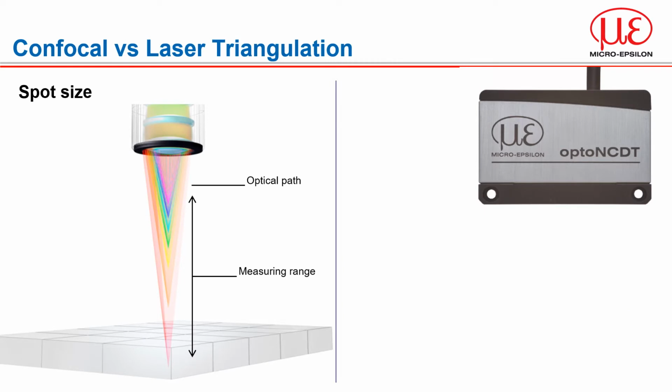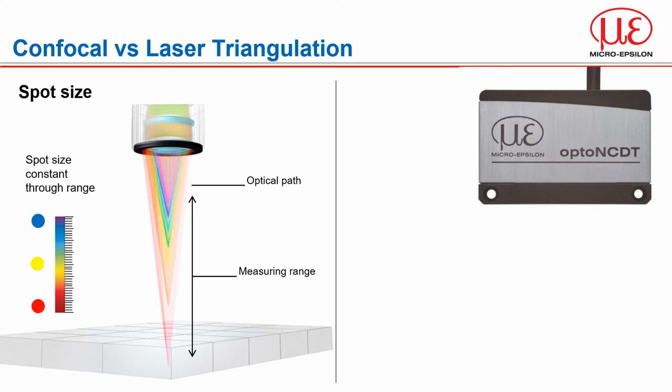Confocal technology is a real alternative to laser triangulation and is the technology most compared, so over the next few slides I'll highlight some of the key differences. First, let's consider the spot size. With a confocal sensor, because we are separating the wavelengths of light, we have the same spot size through the measuring range. The spot size is also extremely small and can be as little as 3 micron.